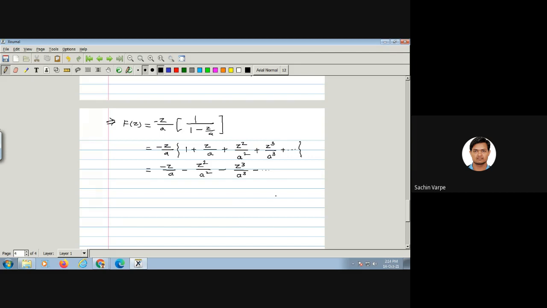Can you guess the kth term? This is the first term, second term. Can you guess the kth term? Because I'm trying to get f of k. So f of k will be the coefficient of the kth term. What will be the kth term here? That will be minus z raised to k upon a raised to k. Am I right? Kth term, minus and so on.